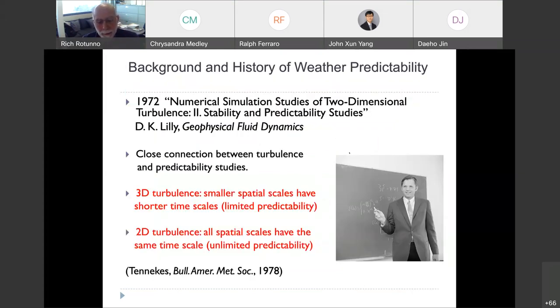The last important paper of this era was due to Doug Lilly in 72, and he observed the close connection between turbulence and predictability studies, and developed some simple scaling that showed for 3D turbulence with a k to the minus 5/3 spectrum, since the spatial scales have shorter and shorter time scales, then you have limited predictability. In two-dimensional turbulence, all spatial scales have the same time scale, and therefore you'll have unlimited predictability. And if you want a more physical sort of picture of this, I suggest a very nice essay by Hank Tennekes in the Bulletin of the American Meteorological Society in 1978.